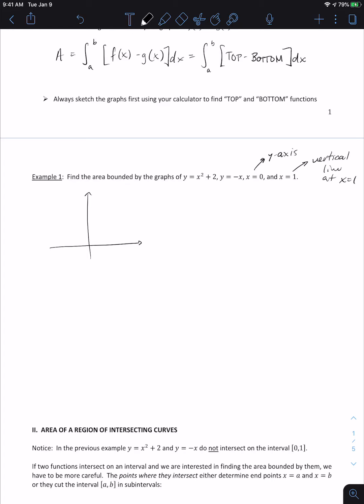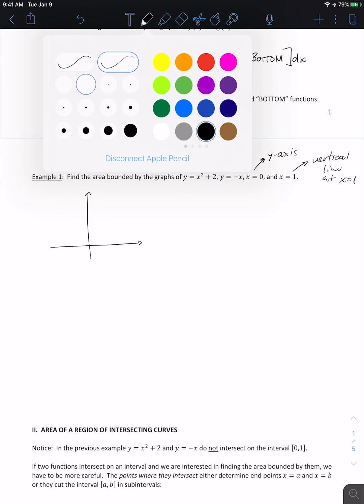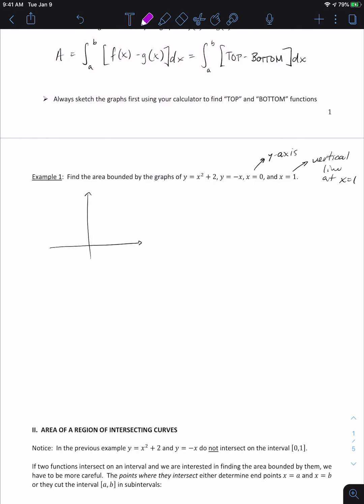Okay, so first let's look at x squared plus 2. Remember, this is a parabola, x squared, and the plus 2 means we shifted up 2 units. So this looks something like this: y equals x squared plus 2, shifted up 2 units.